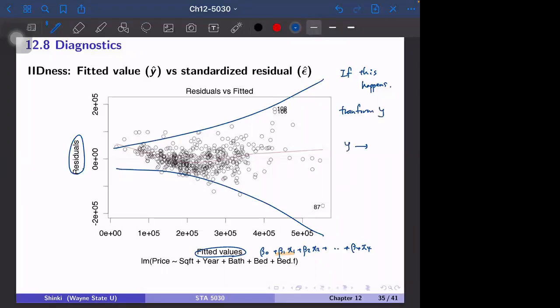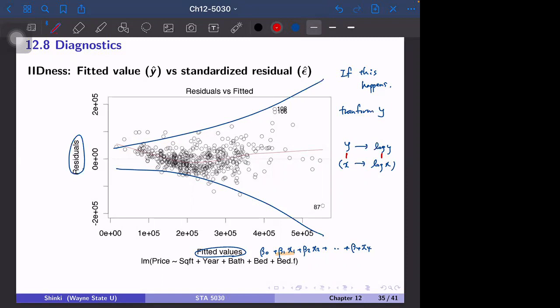For example, y to log of y. Sometimes also you have to transform x. So suppose that x and y have a linear relationship, but when we have increasing variance of residuals, then we have to transform y into log y. Then if x and y are linearly related, then we also have to take the logarithm for x. So it depends on the situation, but this indicates the necessity of doing some transformation of y.